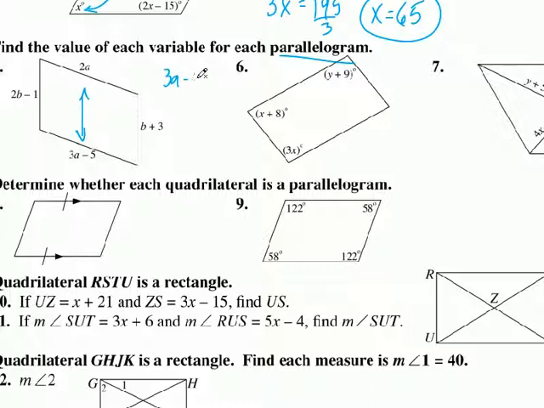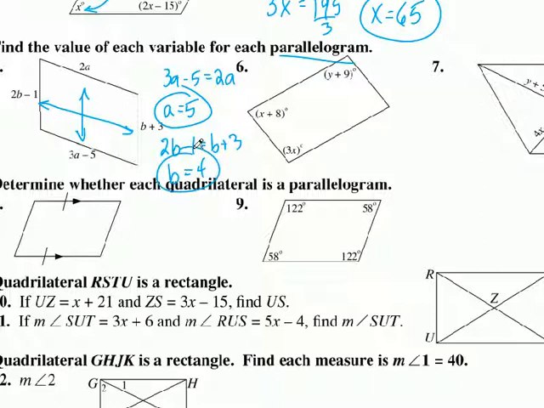So 3a minus 5 equals what? 2a. All right, subtract 2a from both sides, I get a. Add 5 to both sides, I get 5, and that's all there is to it. You just have to know some basic Algebra 1 skills. Look at this. What about these two sides right here? It's a parallelogram. They're going to be equal to each other, so we just set them equal. So 2b minus 1 equals b plus 3. Subtract b from both sides. 2b minus b is b. Add 1 to both sides. b is 4, and there you go. b is equal to 4.